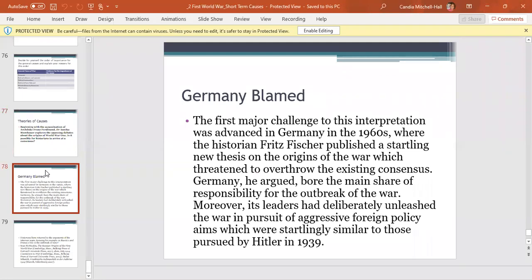The first major challenge in this interpretation was advanced in Germany in the 1960s, where the historian Fritz Fischer published a startling new thesis on the origins of the war, which threatened to overthrow the existing consensus. Germany, he argued, bore the main share of the responsibility for the outbreak of the war. Moreover, its leaders had deliberately unleashed the war in pursuit of aggressive foreign policy aims, which were startlingly similar to those pursued by Hitler in 1939.